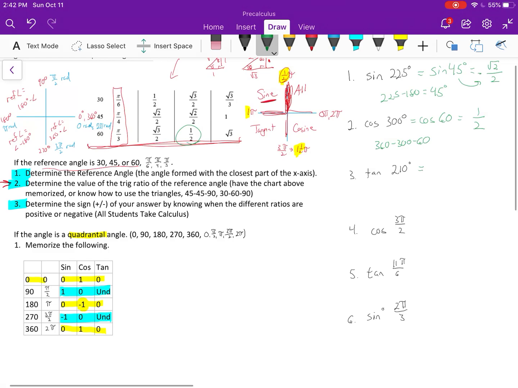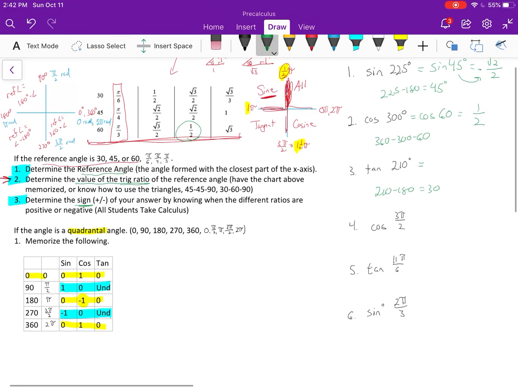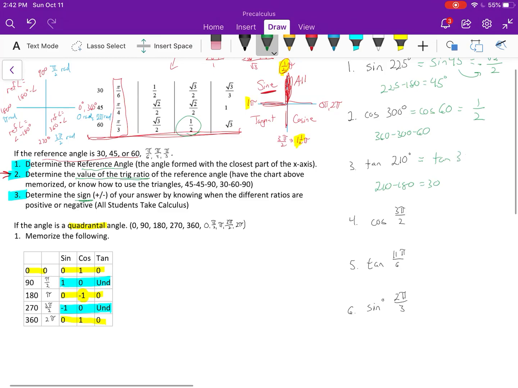Going to tangent of 210. 210 is close to 180, so we're going to do 210 minus 180 is 30. So that's our reference angle. That's the first thing we do. Remember, reference angle, the trig value, and then the sign. And so we found the reference angle, so now we're thinking, what's the tangent of 30? And tangent of 30, know the chart, it's root 3 over 3. And third quadrant, All Students Take, so tangent is positive. So it's positive root 3 over 3.